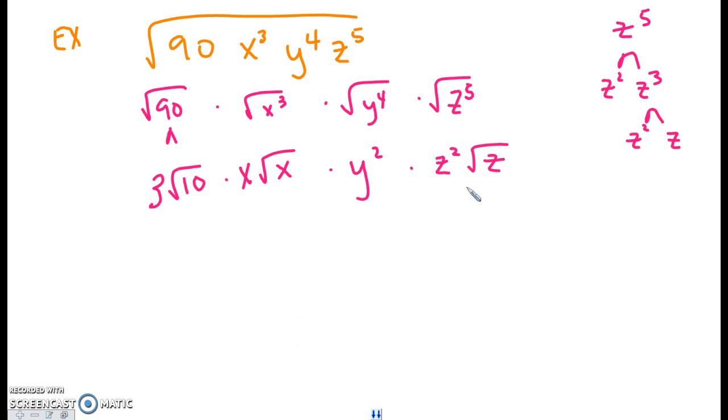And once I have this broken down and simplified, then I can start combining things back up again. And I can say all the things outside the radical. Well, that's a 3x, a y squared, and a z squared. And then I can say all the things inside the radical. Well, that's a 10, an x, and a z. And that made it a lot simpler than going from this straight down to this. Okay, so we're going to do another one of these just to get the practice. So we'll start with 32 r squared k to the 4th t to the 5th.